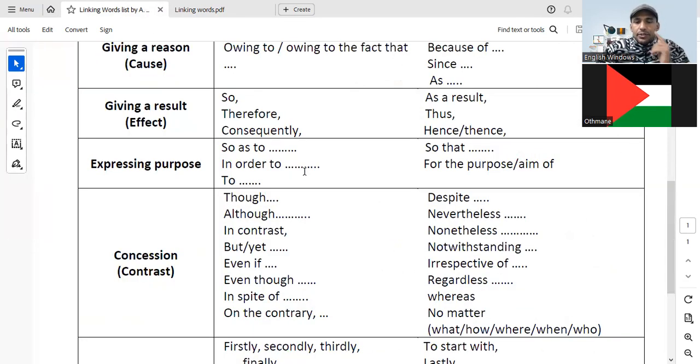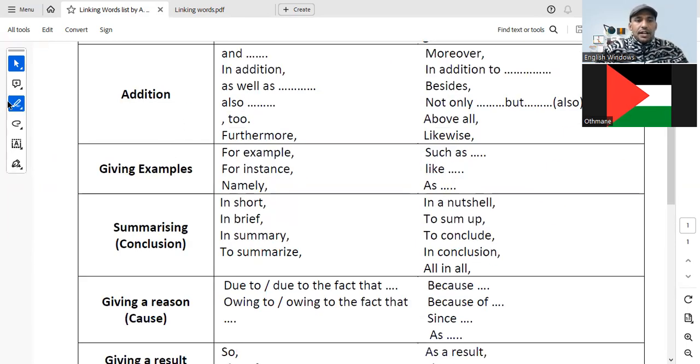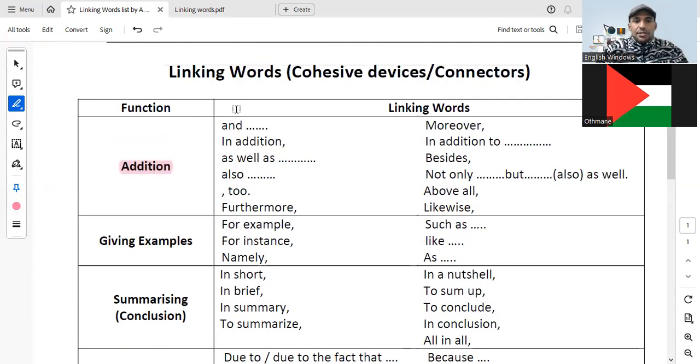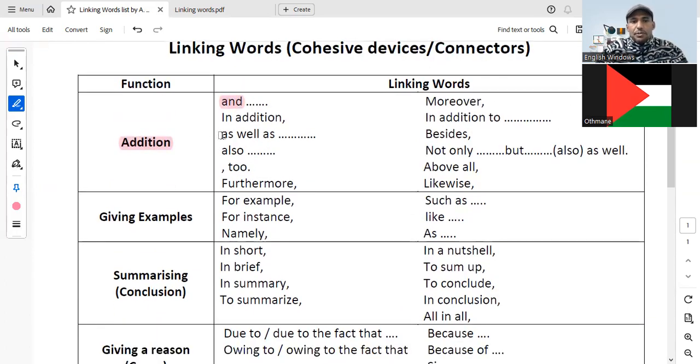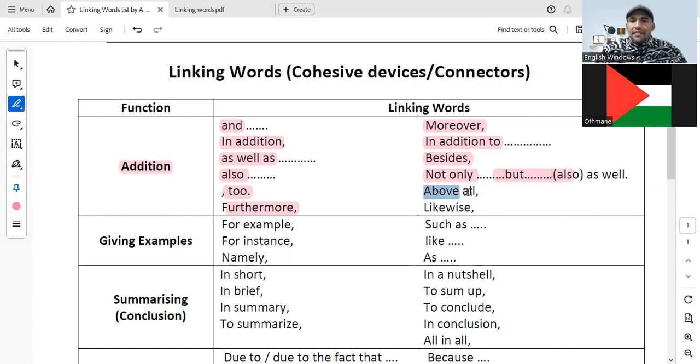So we have many linking words. I have here lists of linking words divided into functions. For addition, as you can notice, we may have and, which is the most common one, in addition, as well as, also, to, furthermore, moreover, en plus, which means in French en plus, in addition to, besides, and the structure not only, but also, but as well. And then we have above all, and then you add another idea.